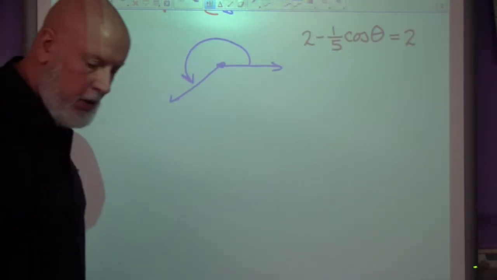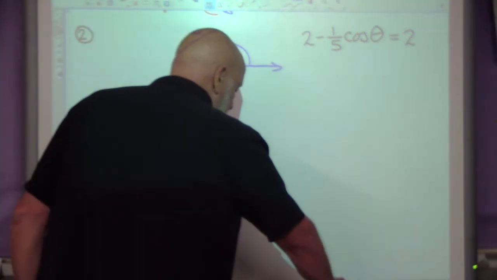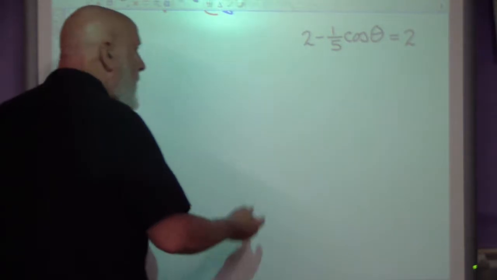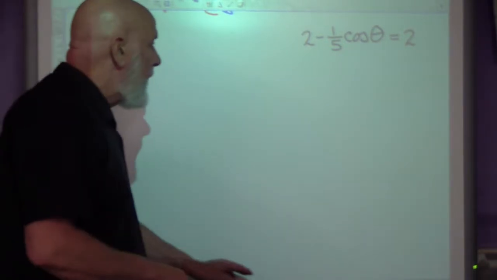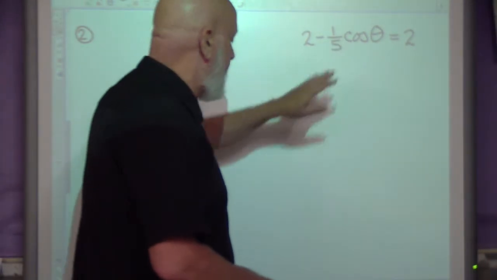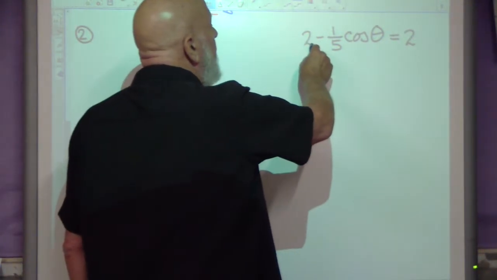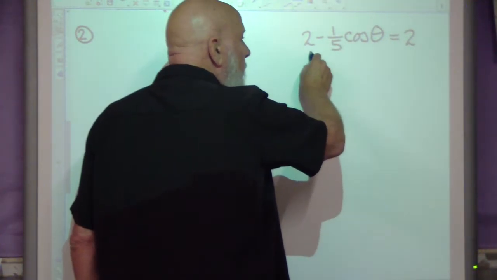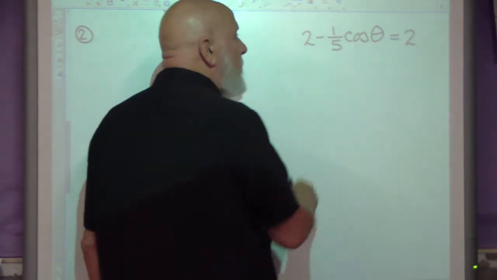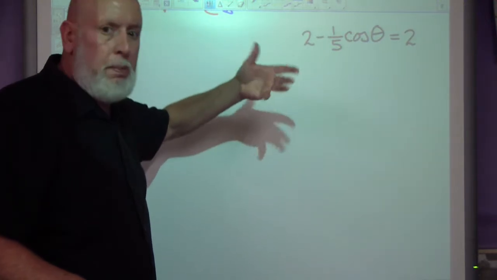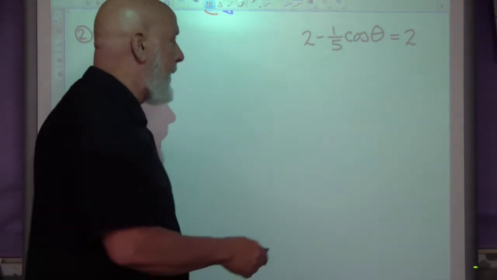So let's take a look at this one real quick. We're doing the exact same thing we did the last couple of days, except we've got to simplify this first. And then we do exactly what we did for the last couple of days. So what I'm going to do is solve this by subtracting 2 from both sides, and then dividing both sides by negative 1/5. To divide by negative 1/5, we invert and multiply, which is the same thing as multiplying by negative 5.